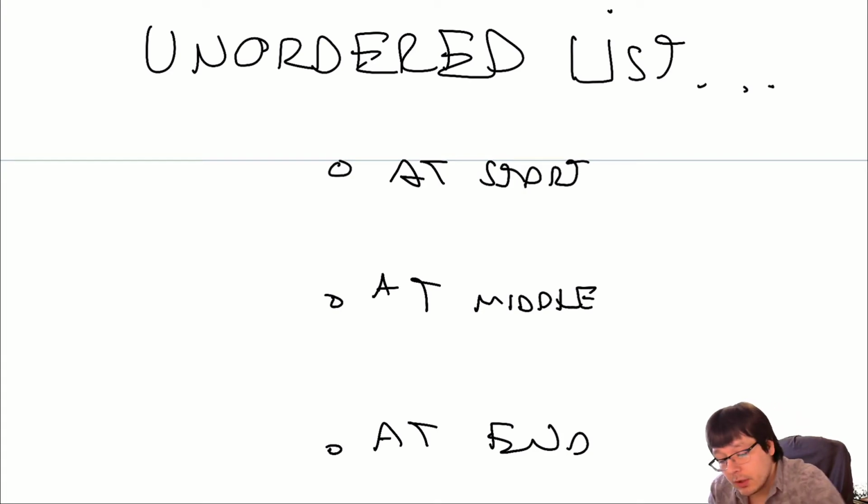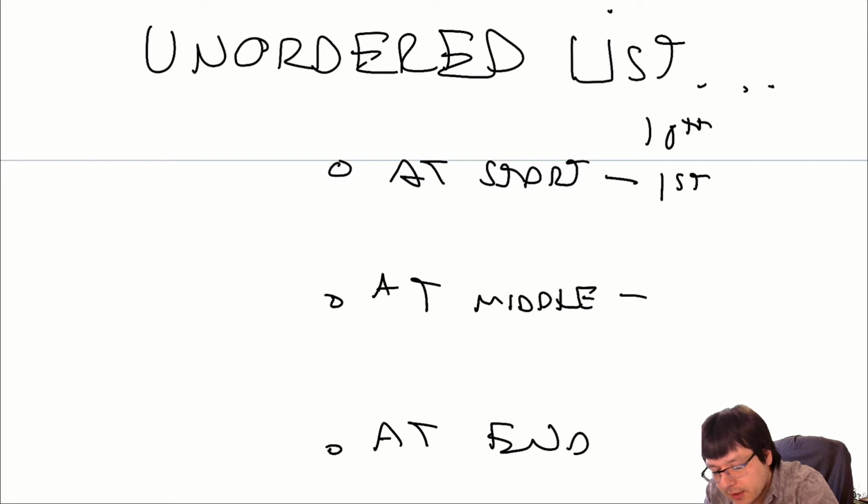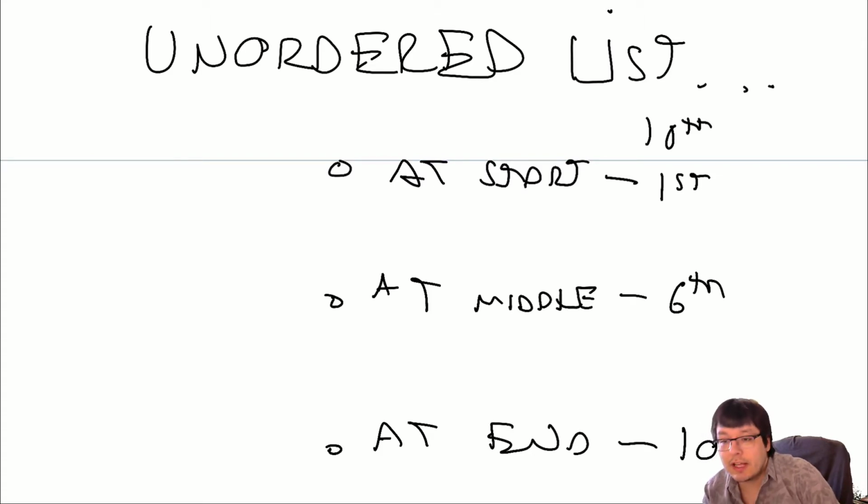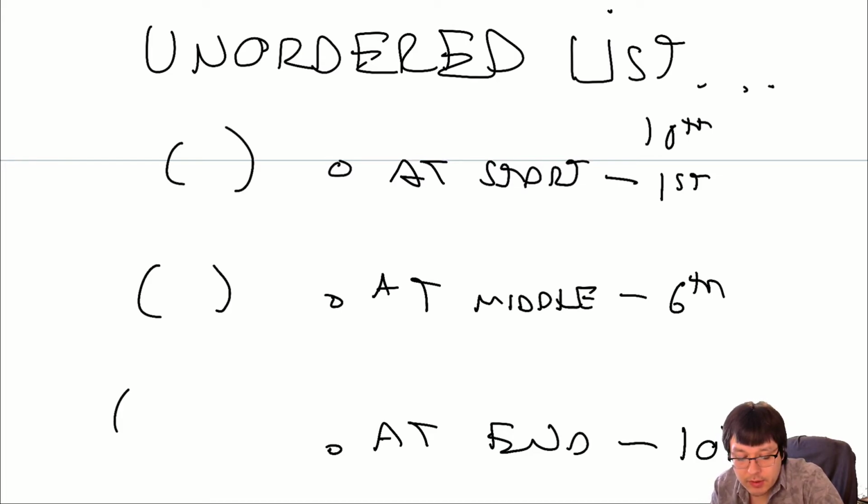I could tell you, you gotta delete, let's say that there's 10 items in my list, okay? You gotta delete the first one for this one. You gotta delete maybe like the 6th one for this one, and you gotta delete the 10th one for this one, which is the last one, okay? What will be the asymptotic complexity for deleting from an unordered list in this case? What will be this one, and this one?